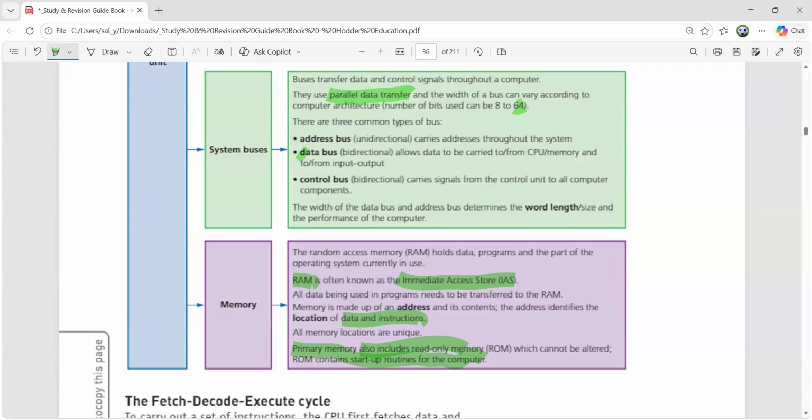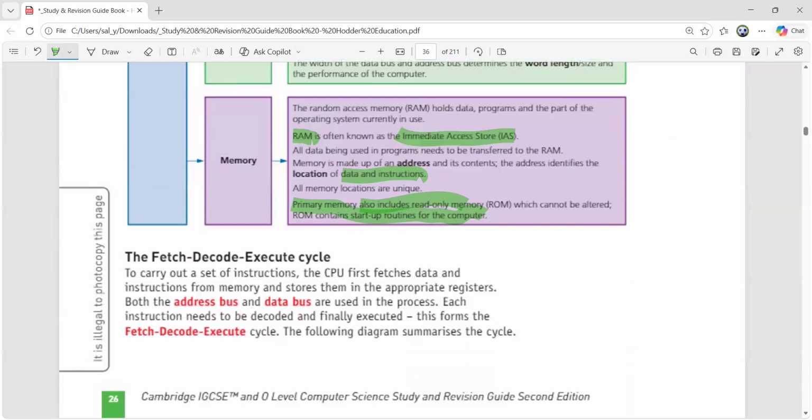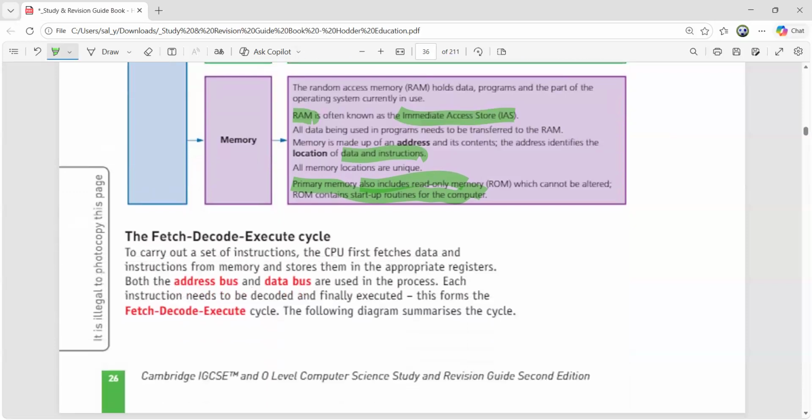So any questions? No. Okay, fetch decode, very interesting. In order to perform this fetch decode, again talking about us also, we fetch the instruction first, then we decode, like you are given a question paper.